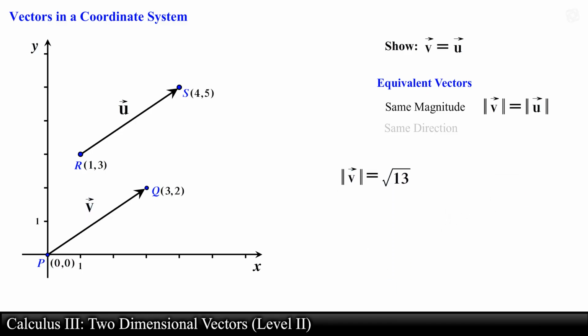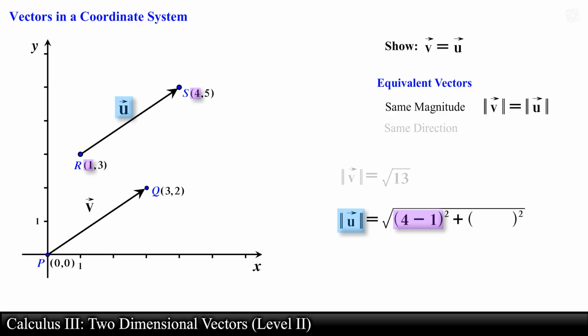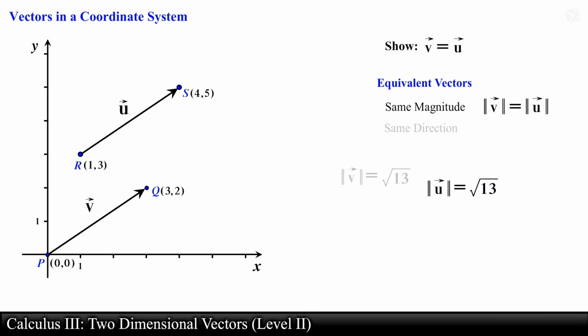In the same manner, let's calculate the length of vector u. Similar to vector v, we find the difference of the points' x coordinates, square them, and add it to the difference of the points' y coordinates squared. And then we take the square root of the sum. Simplifying the expression, we obtain the square root of 13 as the magnitude of vector u. So our first condition for vector equivalency is satisfied. Both vectors have the same magnitude.